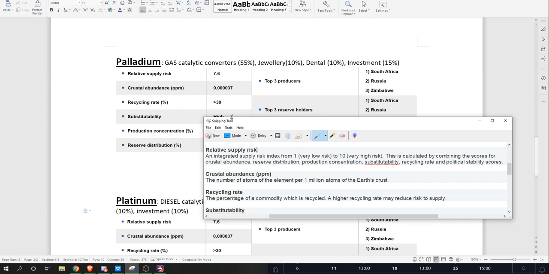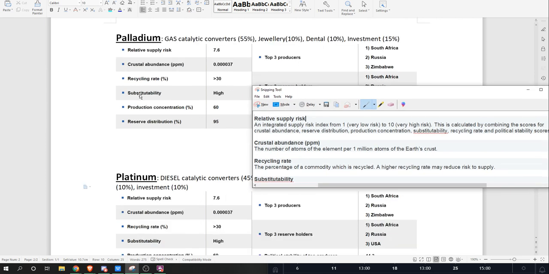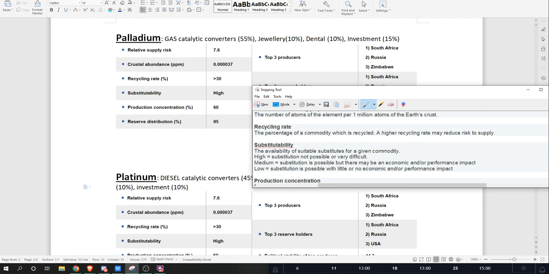The recycling rate is above 30, so same as silver and gold. But what's different is the ability to substitute a different metal for palladium is very, very high, meaning there's no real substitution for palladium. So if you don't have it, you need to buy it. You can't buy copper, you can't buy another metal to substitute for palladium. So that definitely tells you that if there is a shock in supply, if there's a reduction in supply, the demand will still continue to come into that metal.